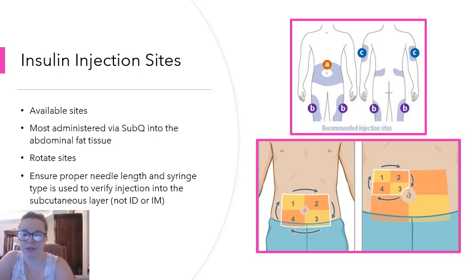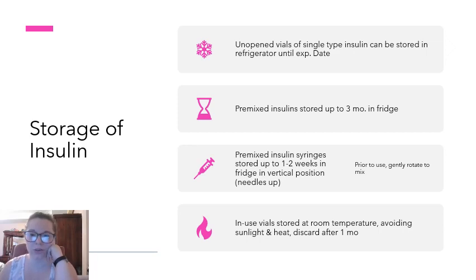We are giving it subcutaneous, remember, but we're going to rotate those sites to those 4 quadrants, and there's actually 4 quadrants inside of each site. So you'll see on the bottom picture there. You want to ensure that you have the proper needle length and syringe type. So an insulin syringe, and use it to verify that the injection is going to the subcutaneous layer and not intradermal, which is too shallow, or intramuscular, which is too deep, right? So that's why we would pinch up and give it at that 45-degree angle to make sure it goes into that subcutaneous layer.